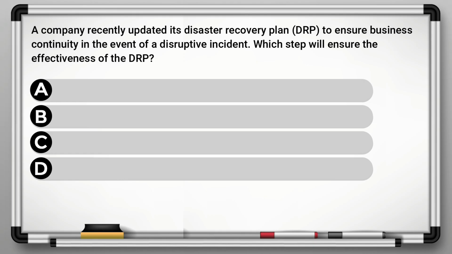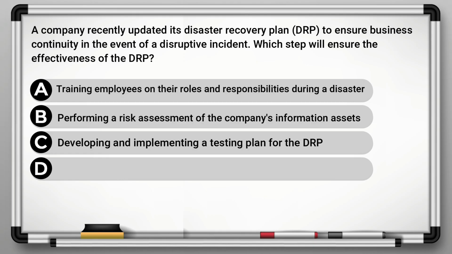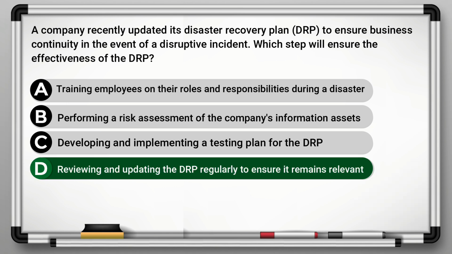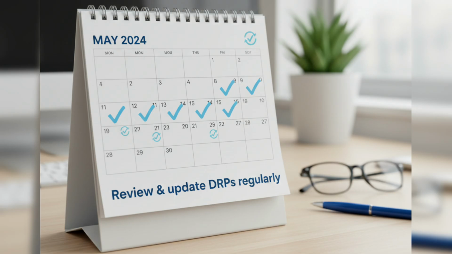Question 3. A company recently updated its disaster recovery plan, DRP, to ensure business continuity in the event of a disruptive incident. Which step will ensure the effectiveness of the DRP? Correct answer, D, regularly review and update. Technology, processes, and risks evolve, so your DRP must evolve too.